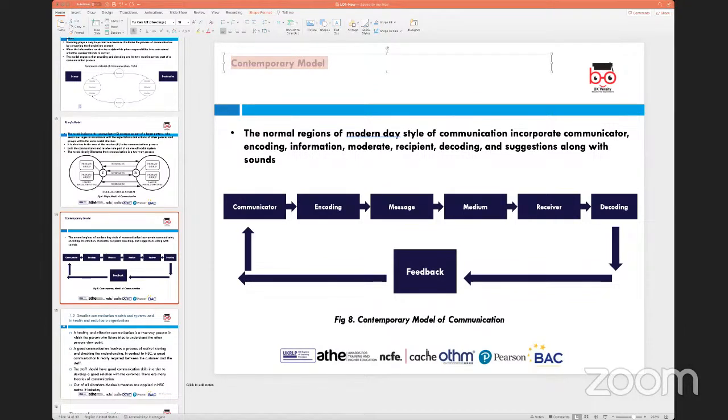The last model that we talk about is the contemporary model of communication. When we talk about the contemporary model, the main focus is on the modern, day-to-day style of communication that we generally see. This model borrows its main themes and ideas from some of the other models, and has become widely recognized as one of the transactional models of communication.